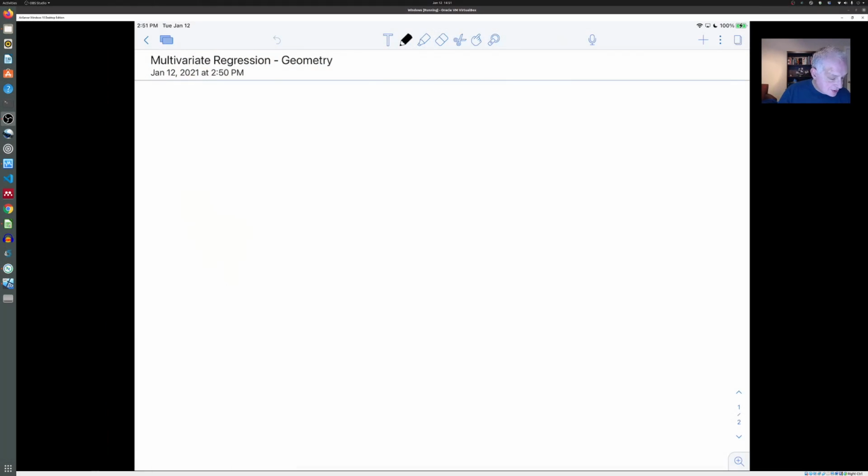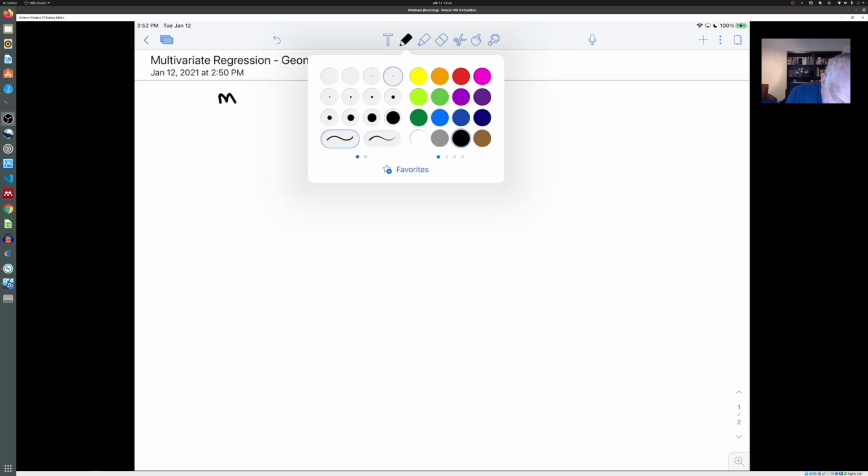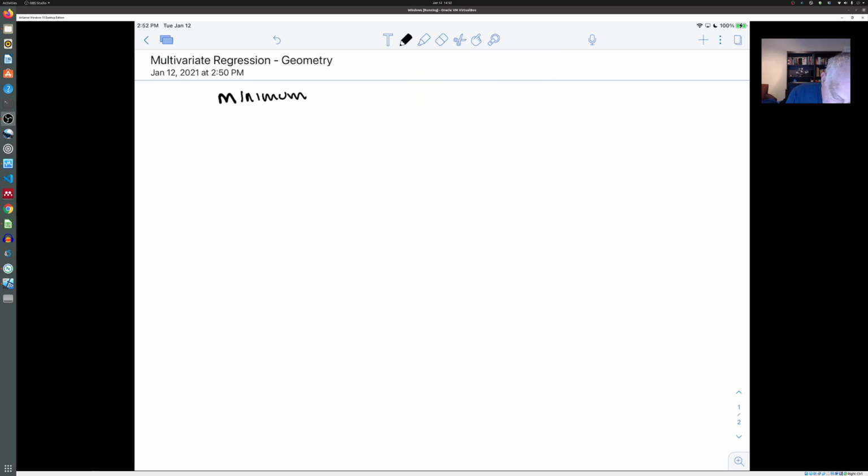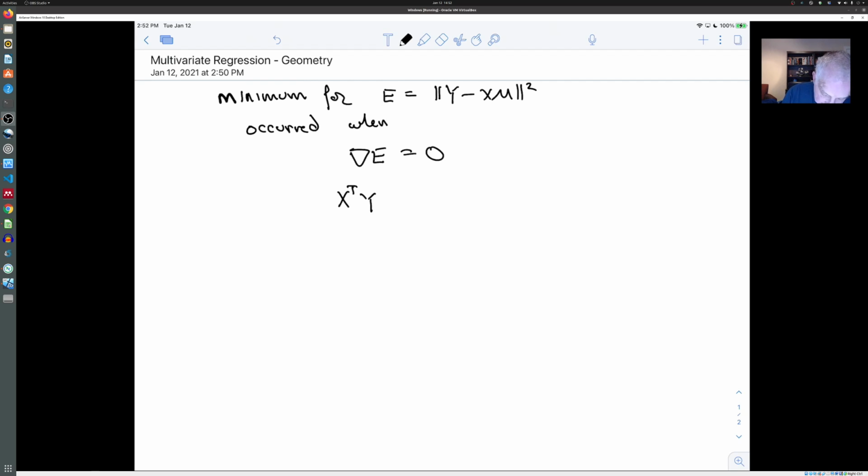And to make progress on this, let me just remind you of the formulas that we showed last time. We showed that the minimum value for the error term, which was y minus xm squared, occurred when the gradient of the error was 0, and that happens when x transpose y minus x transpose xm equals 0. In other words, where x transpose times (y minus xm) equals 0.